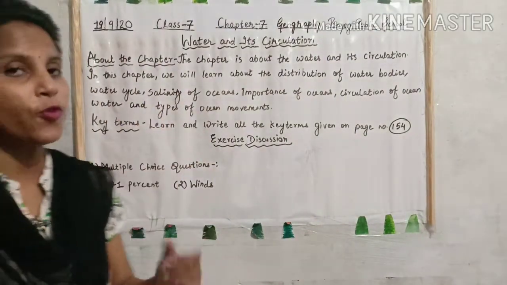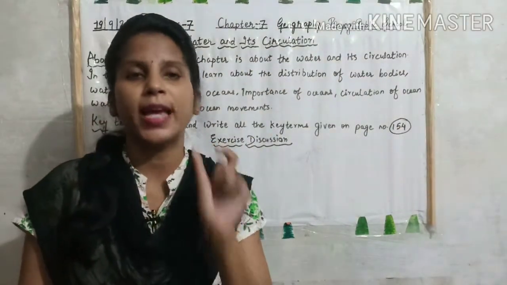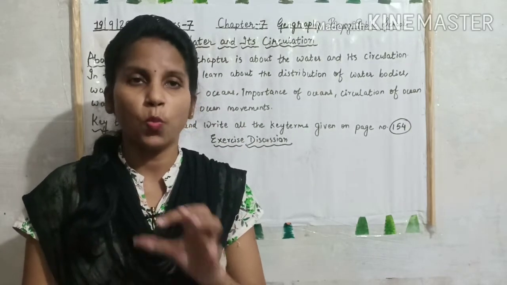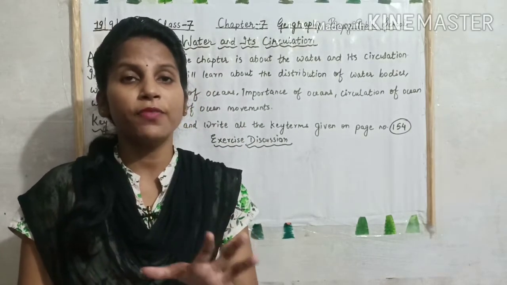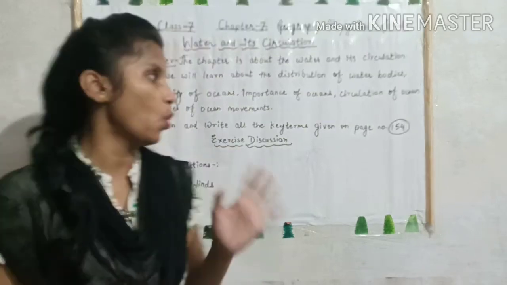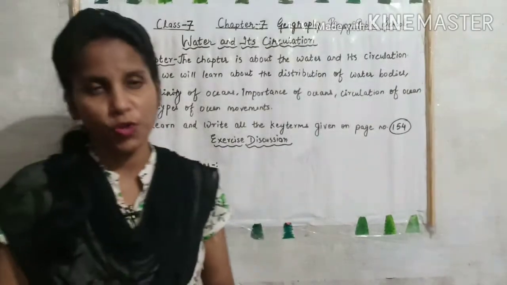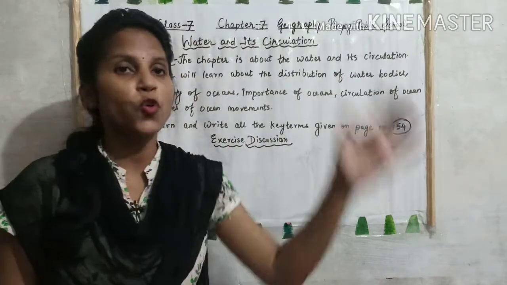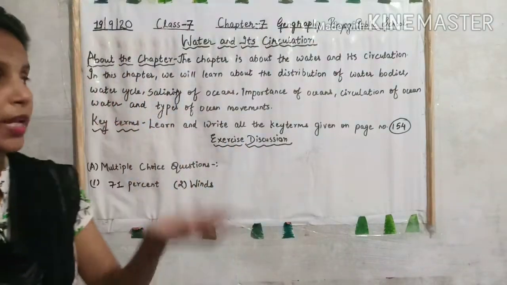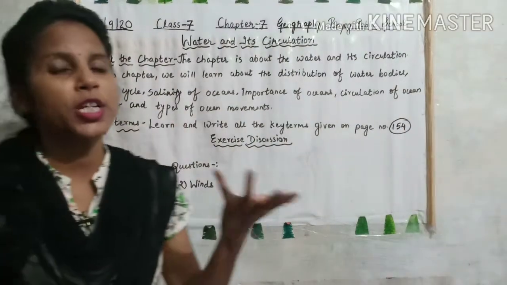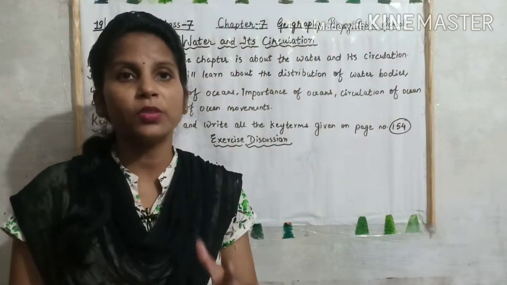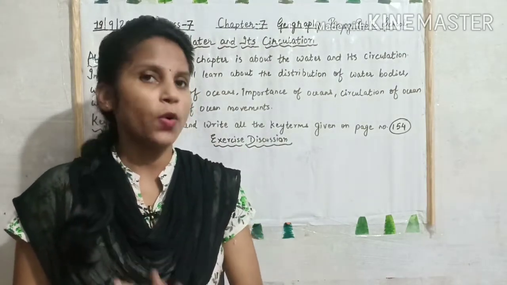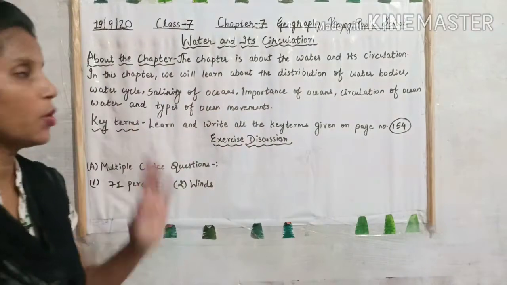Now salinity of ocean. What do you mean by the word salinity? Salinity is the amount of salt present in the water. It is 35 gram per 1000 gram of water. Then importance of ocean. Why is the ocean important for us? Then circulation of ocean water, how ocean water circulates, and the types of ocean movements. We read that there are 3 types of ocean movements: waves, tides and ocean currents. So this is about the chapter.